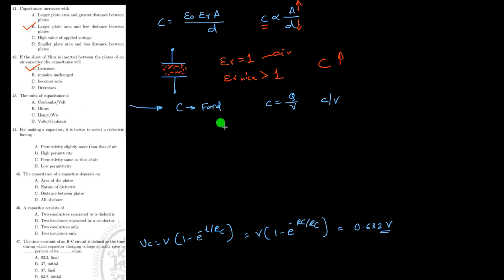What is the unit of capacitance? The capacitance unit is farad, but the capacitance is given by the charge upon voltage. So you can say it is coulomb by volts. So it is coulomb by volts.